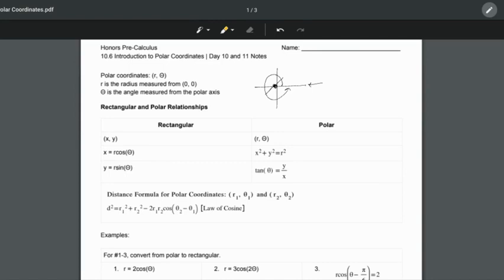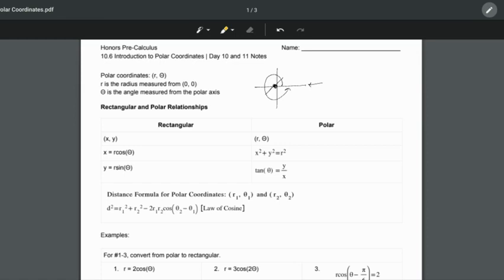The first thing that we want to look at is the differences between rectangular and polar coordinates. Rectangular is x comma y, polar is r comma theta, and the relationship between those: all x coordinates can be written as r times the cosine of an angle, and all y coordinates can be written as r times the sine of an angle. The relationship between your x's and y's and your radius is similar to your Pythagorean theorem, x squared plus y squared equals r squared.